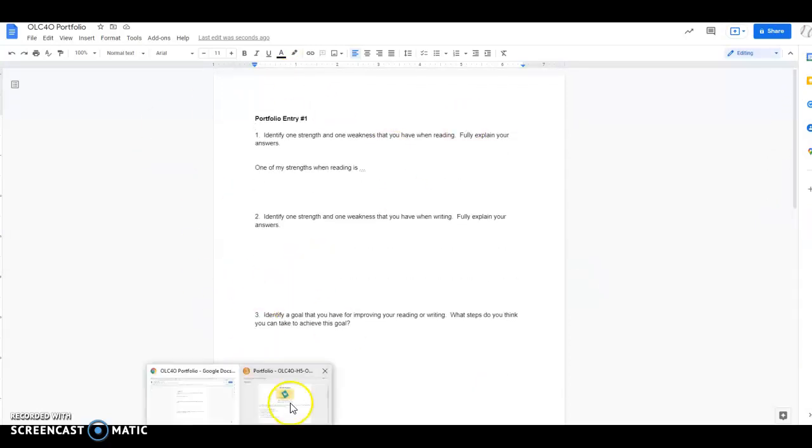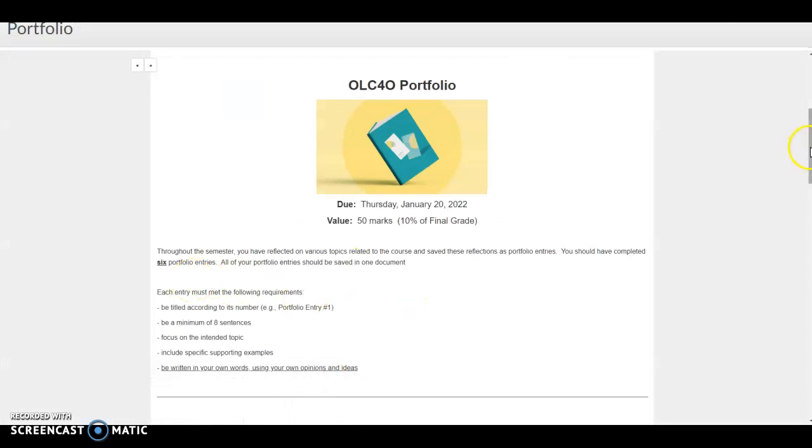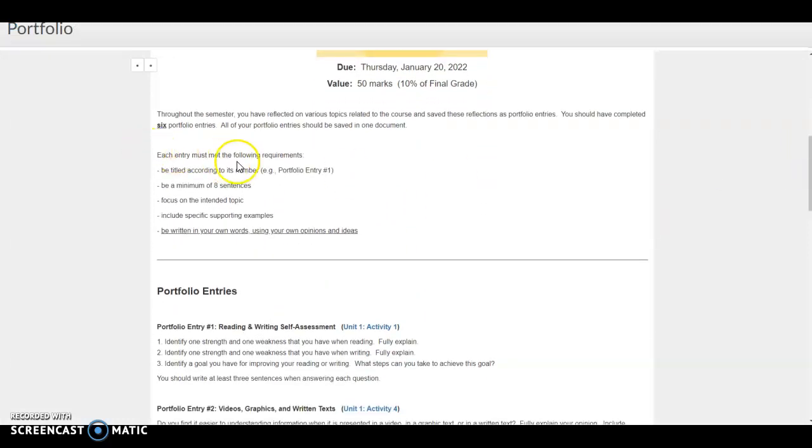Okay. If we take a look at the other requirements, as I just mentioned, you should use the number of the entry as your title, so portfolio entry 1, 2, and 3, and so on. When you're answering the questions in each entry, they should be at least 8 sentences. So when you answer portfolio entry 1, you've got to write at least 8 sentences. Portfolio entry number 2, at least 8 sentences. If you go beyond 8 sentences, that's fine, but you want a minimum of 8.